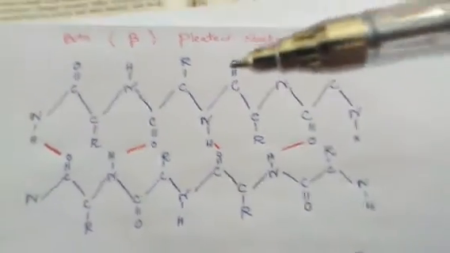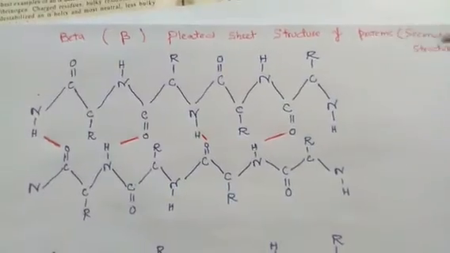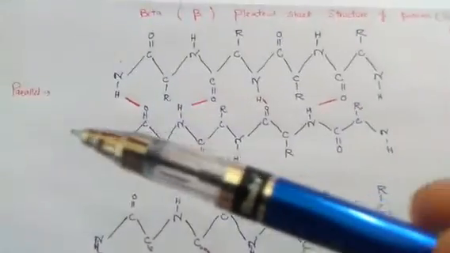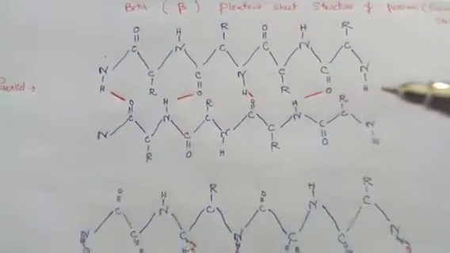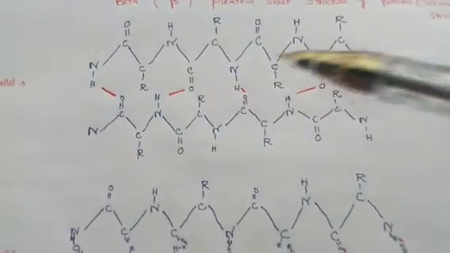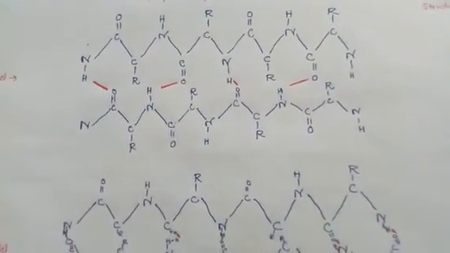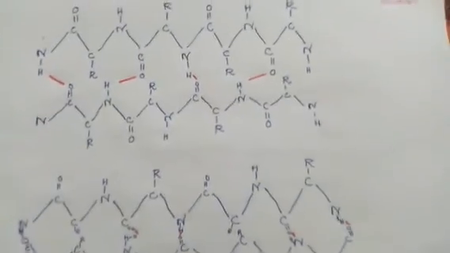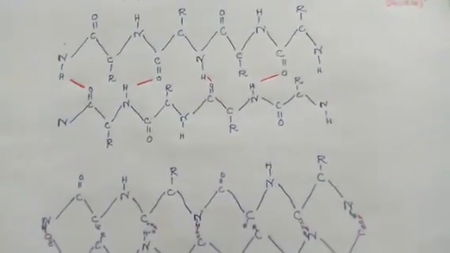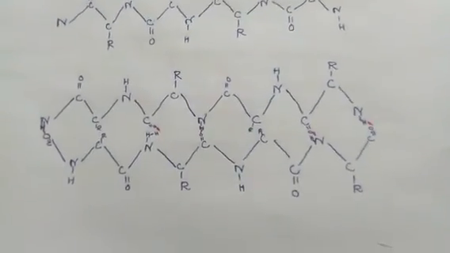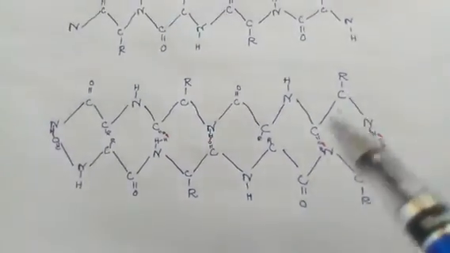So it was all about beta pleated structure, which has two patterns: parallel beta pleated sheet structure, in which the strands move in the same direction, N terminus and C terminus in the same direction, while the reverse is the case in anti-parallel arrangement.